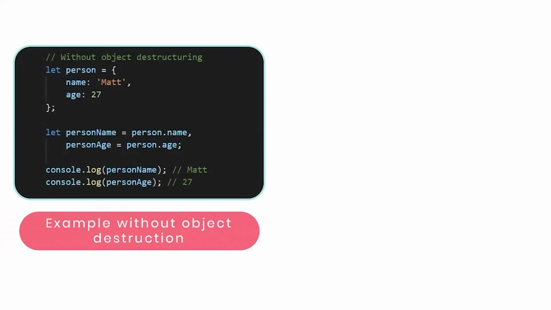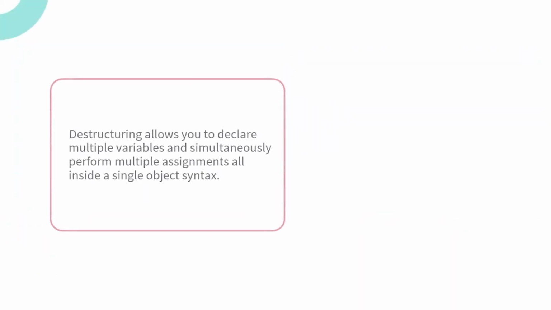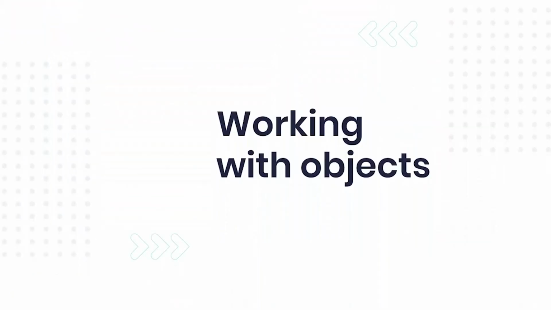So here's the first, an example without object destructuring. And the second, an example using object destructuring. Destructuring allows you to declare multiple variables and simultaneously perform multiple assignments, all inside single object syntax. If you want to reuse the property name as a local variable, you can use a shorthand syntax like this.